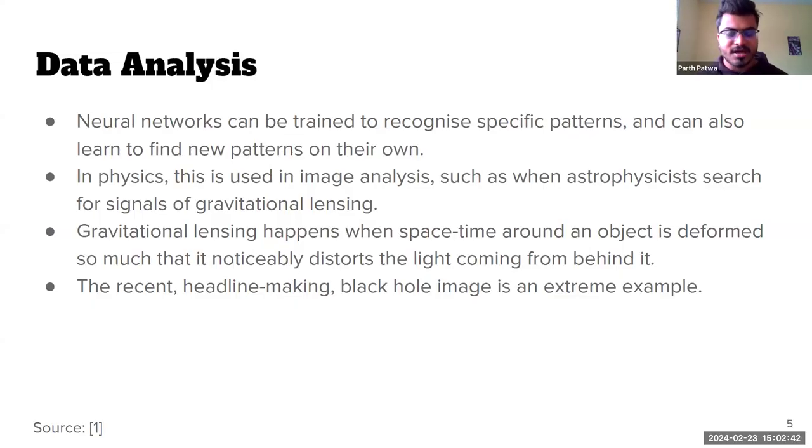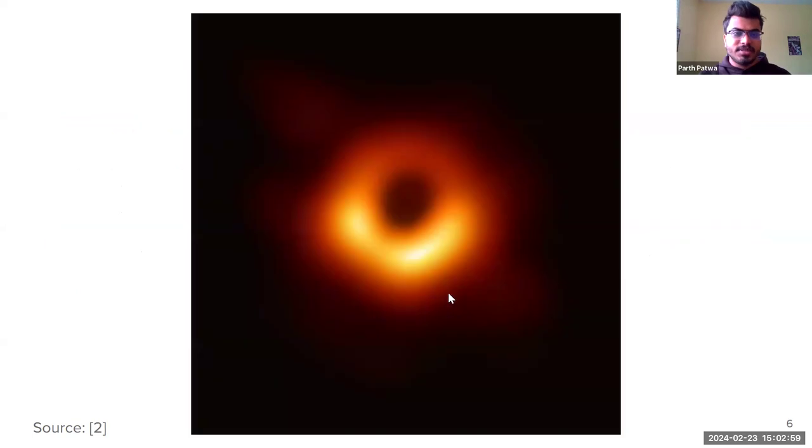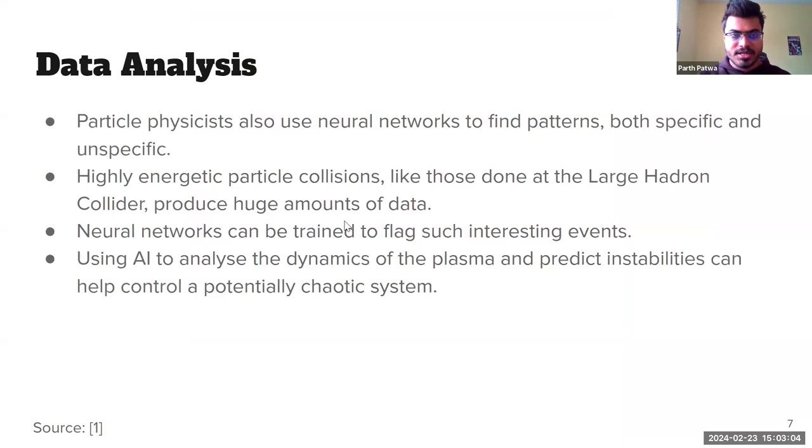Data analysis could be when we have a lot of scientific data and we need to detect patterns in it. So it could be to search for signals of gravitational lensing or to create a black hole image from data. So this was an image of a black hole created purely from data. Similarly, in particle physics, we could have a lot of data from the Large Hadron Collider, and we use machine learning to flag interesting events in it.